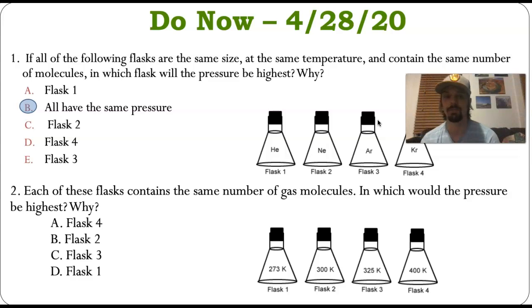Okay? Number 2, each of the flasks contains the same number of gas molecules. In which would the pressure be the highest? So how does temperature affect pressure? And this was Gay-Lussac's law. Remember, as temperature went up, pressure went up. So it should be flask number 4. They have a direct relationship. Why? Because as I have a higher temperature, the particles are moving faster. Therefore, they're running into the sides of the container more often and with more force, causing a greater pressure. All right, so hopefully those 2 went well.